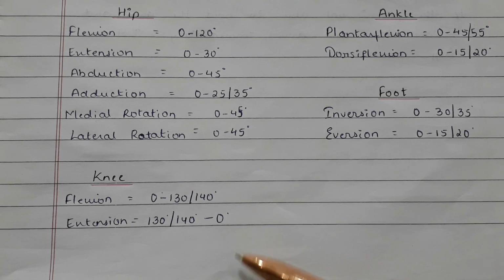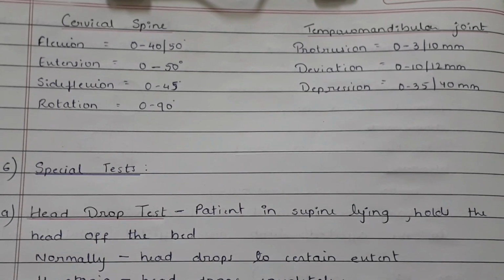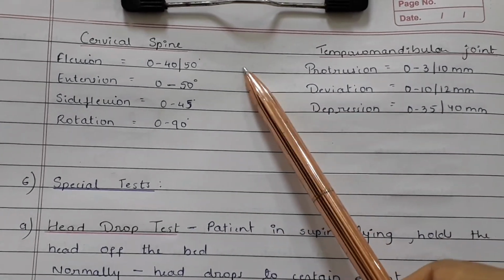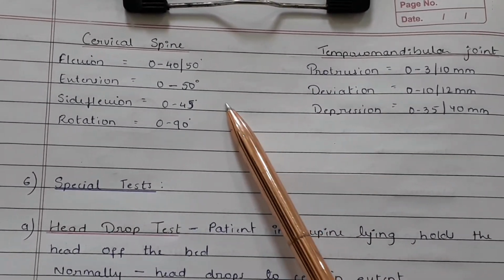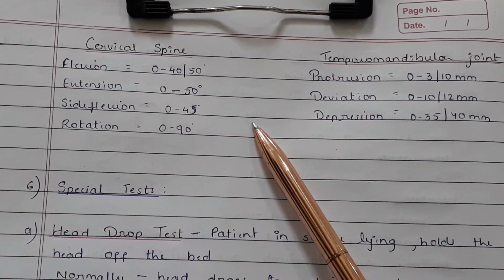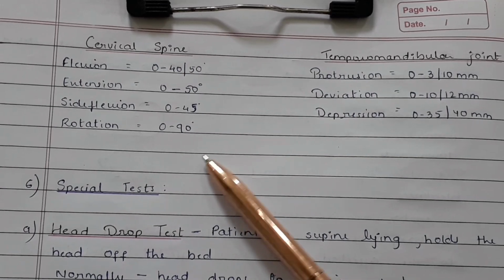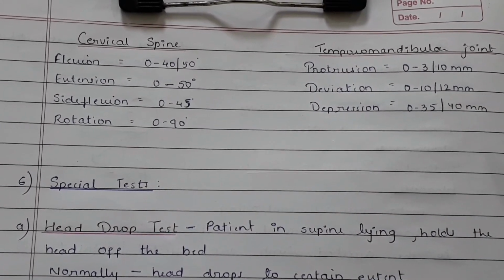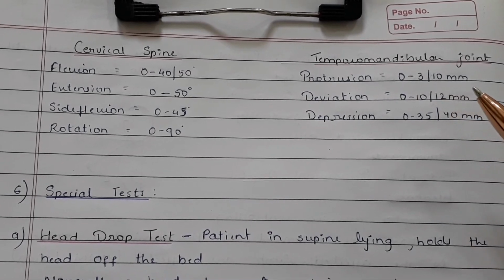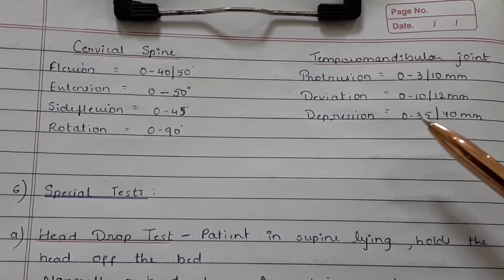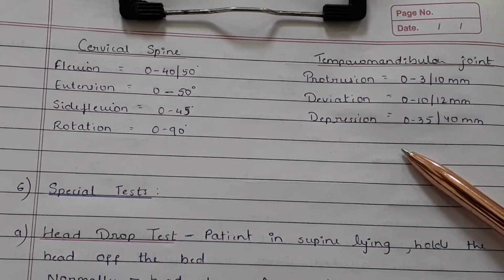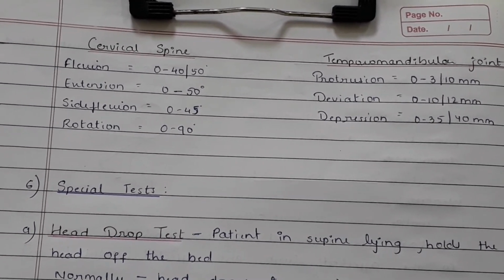In the cervical spine, cervical flexion 0 to 40 or up to 50 degree, cervical extension 0 to 50 degree, cervical side flexion 0 to 45 degree, cervical rotation 0 to 90 degree. In the temporomandibular joint, protrusion 0 to 3 or up to 10 mm, deviation 0 to 10 or up to 12 mm, depression 0 to 35 or up to 40 mm.